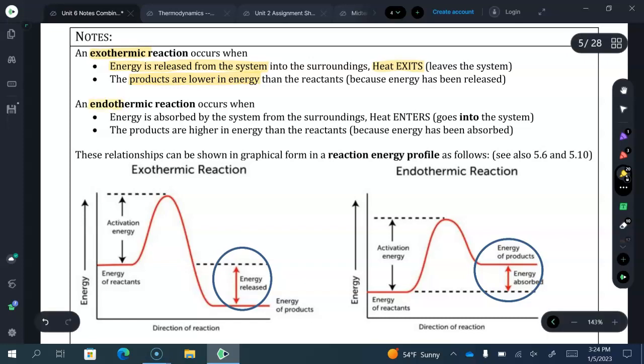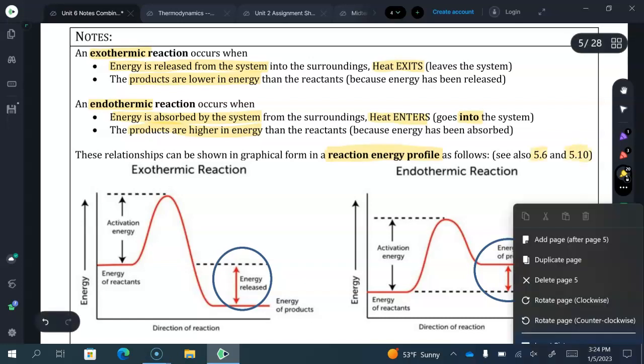An endothermic reaction, we see energy being absorbed by the system from the surroundings. So heat is entering, or goes into, the system. The products then are higher in energy than the reactants because the system is absorbing energy. These relationships can be shown in graphical form using a reaction energy profile as follows. These are reviewed from sections 5.6 and 5.10.